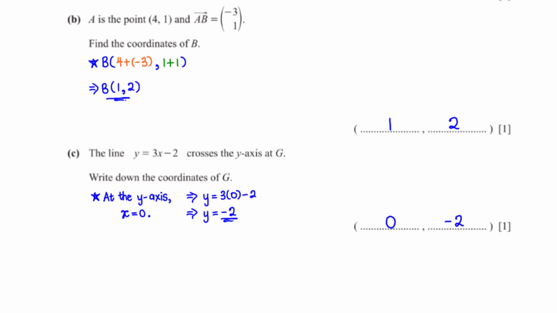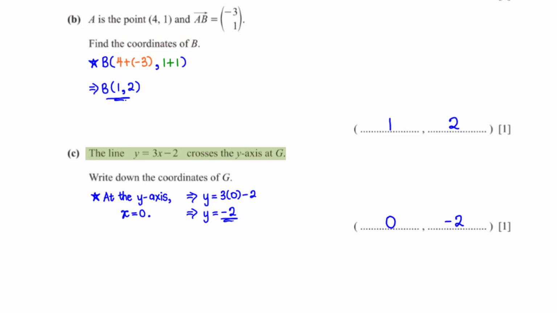A is the point (4, 1) and vector AB equals (-3, 1). Find the coordinates of B. If the x-coordinate of point A is 4 and the vector AB tells us we need to move -3 units along the x-axis to get to B, then the x-coordinate of B will be 4 plus -3, which is the same as 4 minus 3, and that is equal to 1. Then for the y-coordinate of B, we have 1 plus 1, which gives us 2.